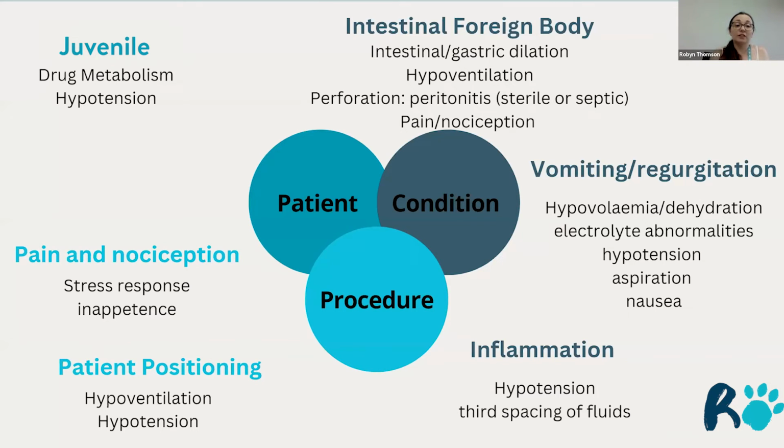So we've got quite a few considerations for this patient, but they all come back to really hypertension, aspiration, pain and nociception. So they are generally what we're going to be coming back to in this patient and how we're going to then manage those problems.